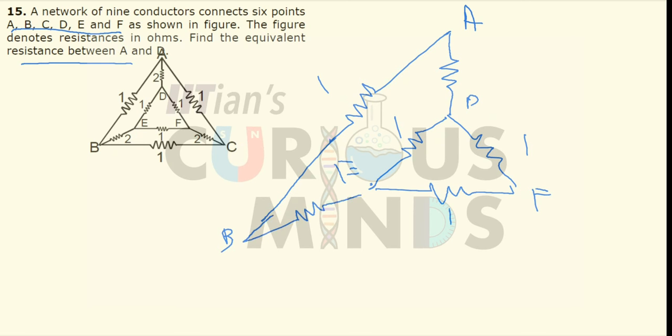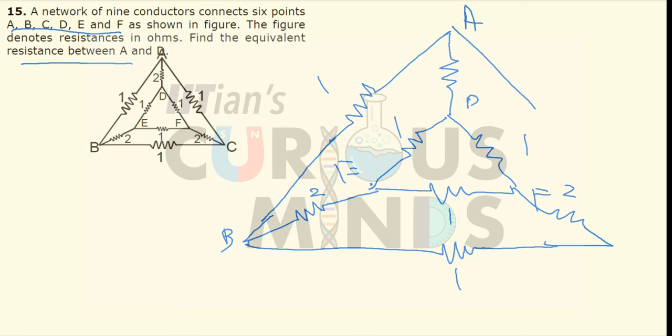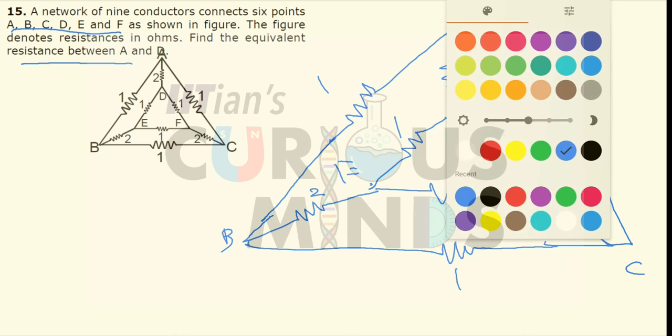And there is another resistance of 2 ohms connected over here, and there is a 1 ohm resistance between this point. There is a 2 ohm resistance along this part. So if I connect it, this will be equal to 1 ohm. So this is the entire diagram over here. Now first of all I have to find out the resistance between A and D.